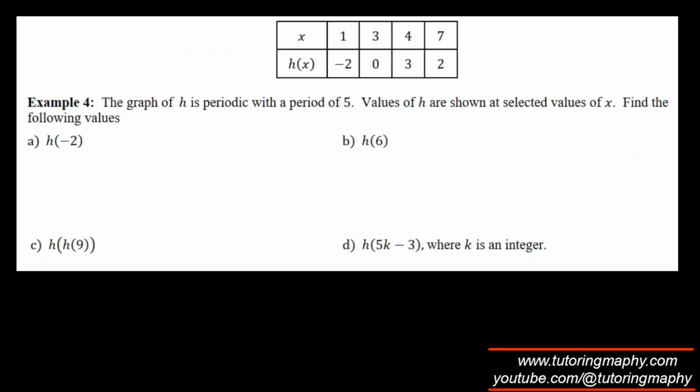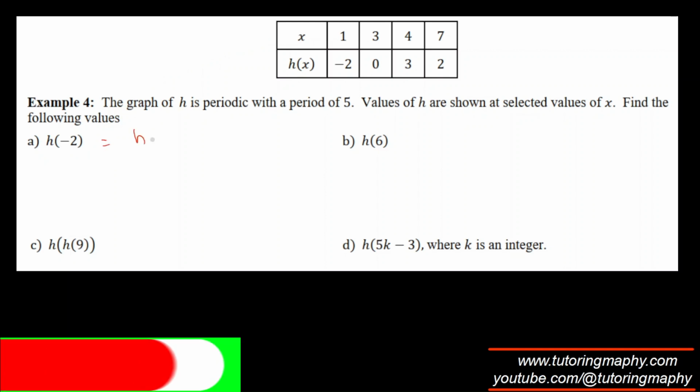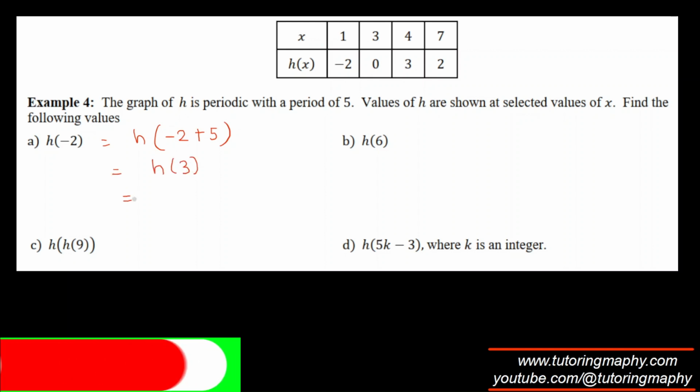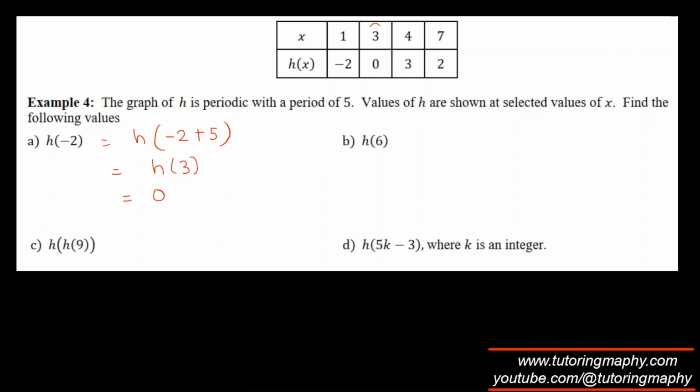Here we are given that h is a periodic function with a period of 5. Some selected values are shown. What is the value of h of negative 2? Same strategy. I'm going to turn this into a positive number because, as I can see in the table, only the positive numbers are given. So h of negative 2 is going to be the same as h of negative 2 plus a period, which is 5, which is going to be h of 3, and h of 3 is 0 from the table. So that's going to be my answer.